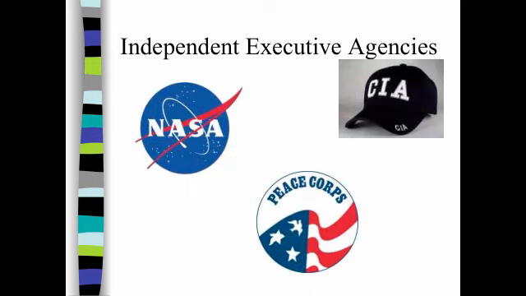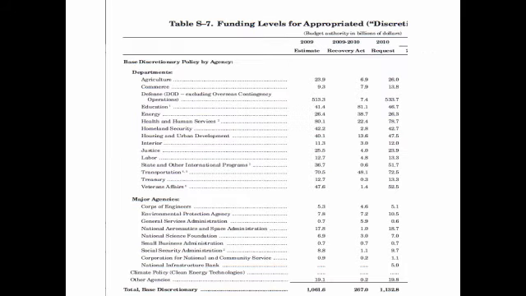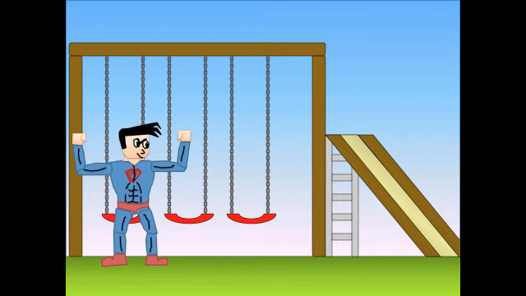Finally, there are some independent executive agencies that are extremely important to understand. They do not answer directly to the president, per se. However, they play a really big role in our country. NASA, the Peace Corps, and the CIA are 3 examples. For example, NASA, their spending was $17.8 billion going back to 2009. That's a lot of money. And they're independent of the executive department, yet they still kind of function similarly to it.